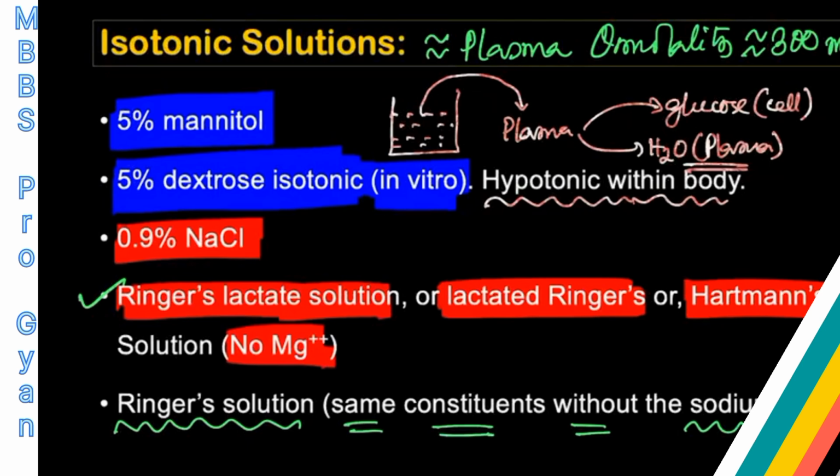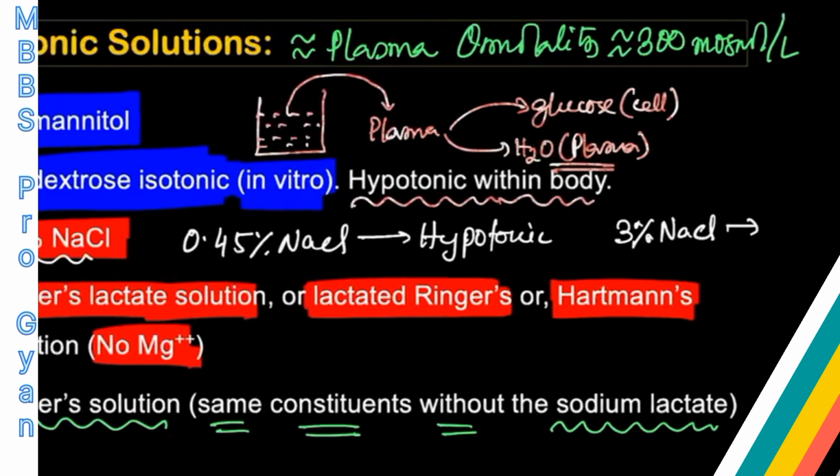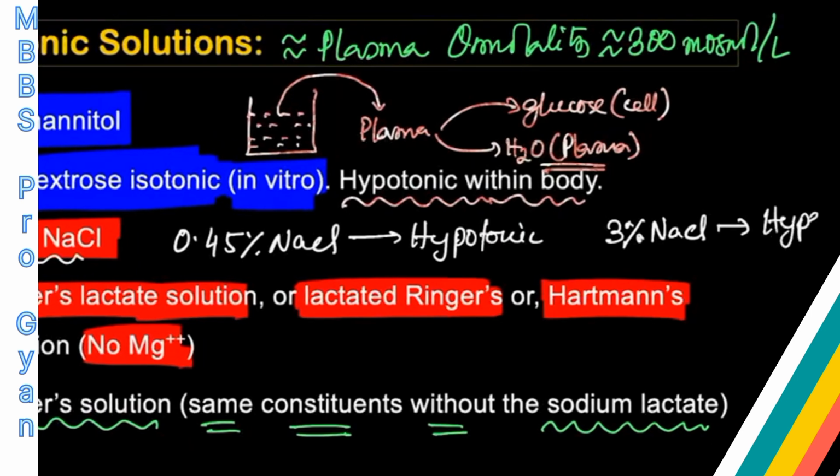So if you use any solution strength which is lesser than this, for example, suppose I am using a solution which has a strength of 0.45% NaCl, it will be known as a hypotonic solution. Very simple. And if I use a solution strength of 3% NaCl, which is much higher than 0.9% NaCl, it will be known as a kind of hypertonic solution. So all these kinds of solutions are also used for clinical purposes, right?